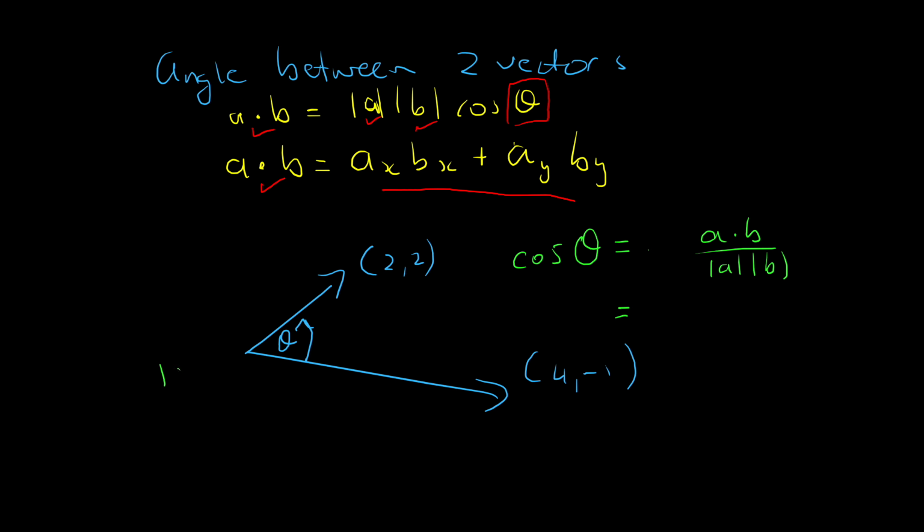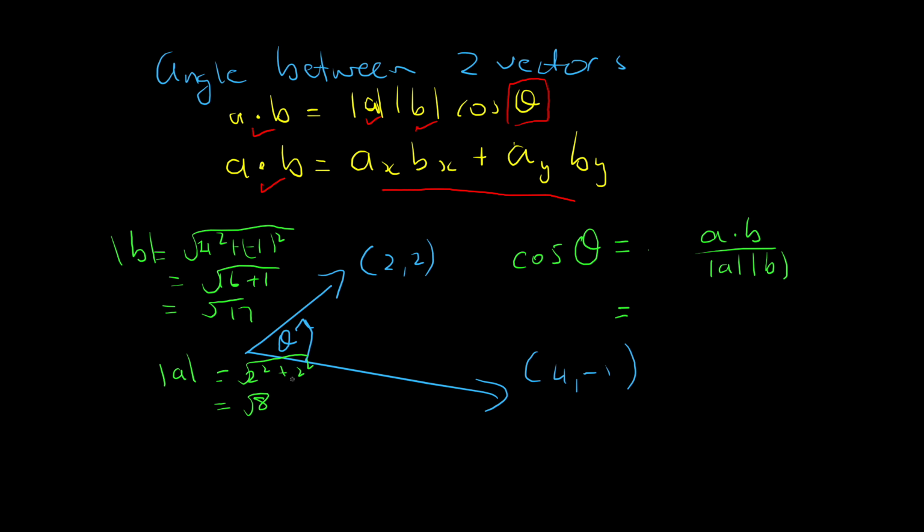Let's start with the magnitude of A. It's going to be 2 squared plus 2 squared, and we get the square root of that. So that's going to be 4 plus 4, which is 8, so square root of 8. And for B, the magnitude is going to be the square root of 4 squared plus minus 1 squared. That's going to be 16 plus 1, and that's going to be square root of 17. Great.